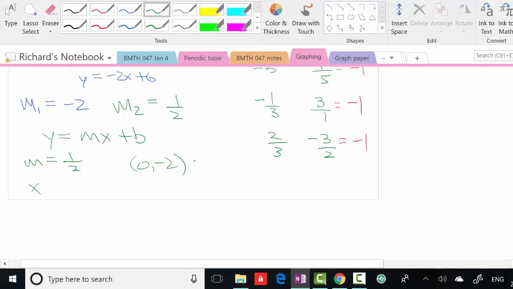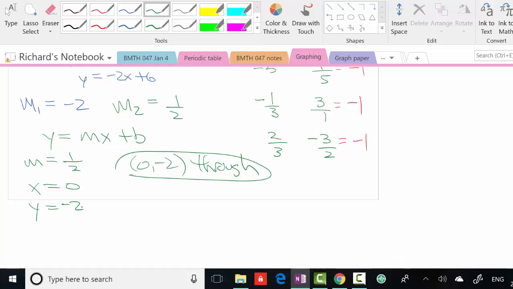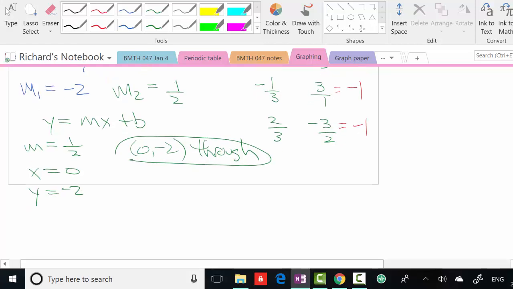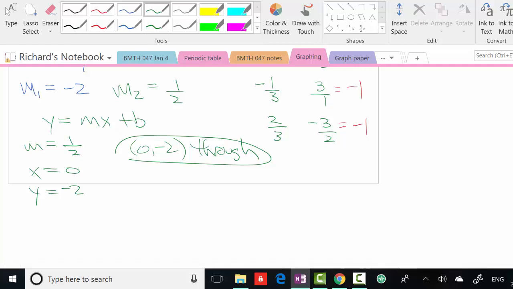Since the line is going through this point, that means x is equal to 0 and y equals minus 2. That coordinate point is on the graph of this second line, so I'm going to use that information to calculate the equation. Using the slope-intercept equation, y is equal to mx plus b, I'm going to solve for b, the y-intercept.